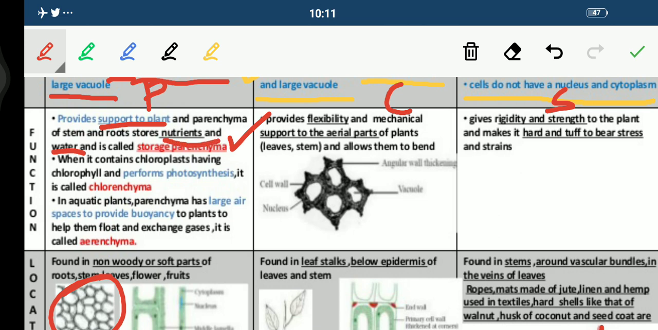Students, when it contains chloroplast having chlorophyll and performs photosynthesis, at that time this parenchyma is said to be chlorenchyma. So this point is very important. Listen to me very carefully, students. We are dealing with the parenchyma tissue, right, which is a simple type. So parenchyma is having two categories. First one is the chlorenchyma and second one we have is the aerenchyma, right, students?